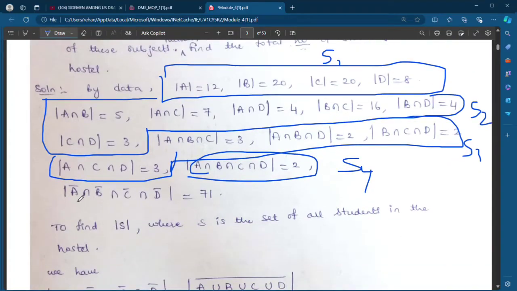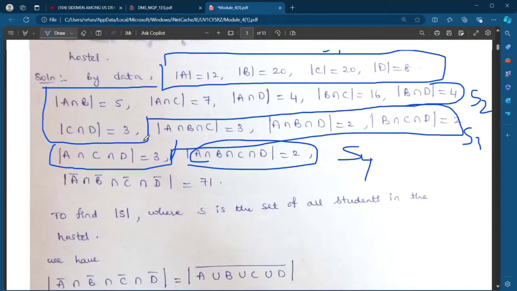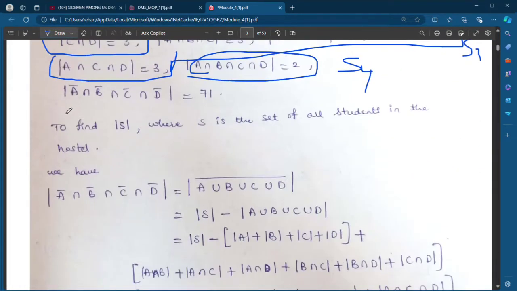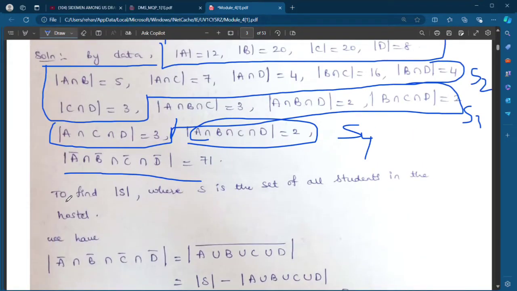Okay. Now I have to see A complement intersection B complement intersection C complement intersection D complement. So 71. How this is 71 is nothing but 12 plus 20 plus 20, 20, 40, 50, 60. Then I think in the question itself it is mentioned: further, there are 71 students who do not study any of the subjects. From there we got this A complement intersection B complement intersection C complement intersection D complement.